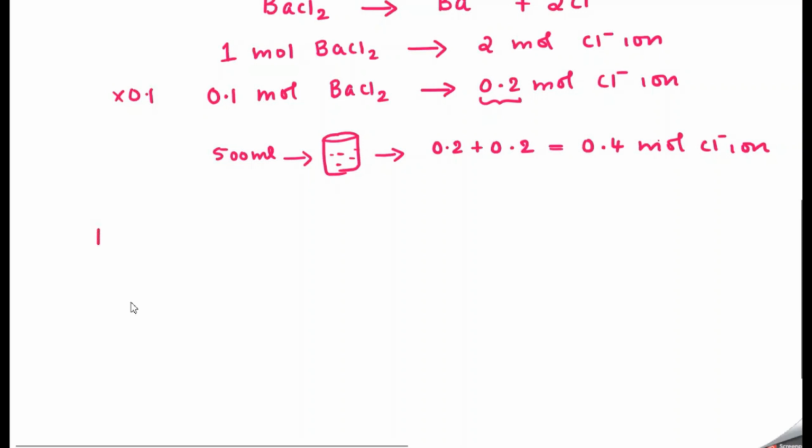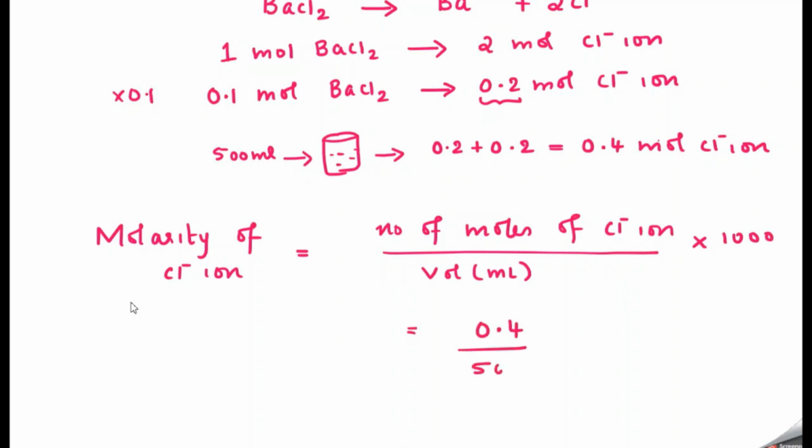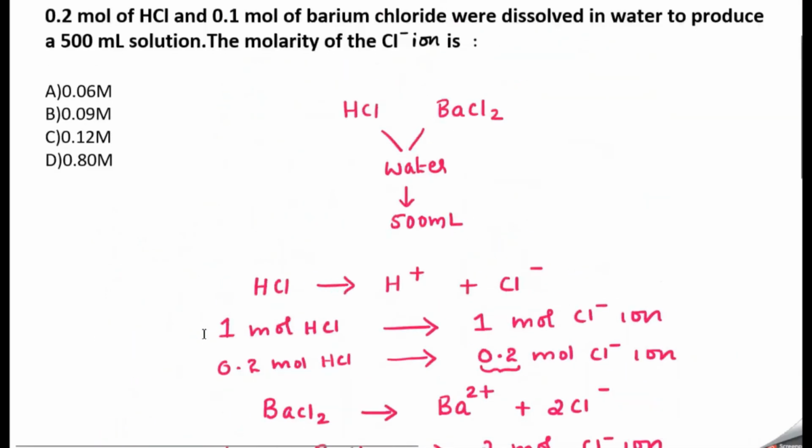The molarity of chloride ion is equal to the number of moles of that particular ion, which is 0.4, divided by the volume of the solution. Since the volume is given in ml, you should multiply by 1000. So if you substitute, this becomes 0.4 over 500, multiplied by 1000. If you do it, the zeros cancel and we get 2. So my answer will be 0.8 molar of chloride ions. Now we will see if there is any option like that.